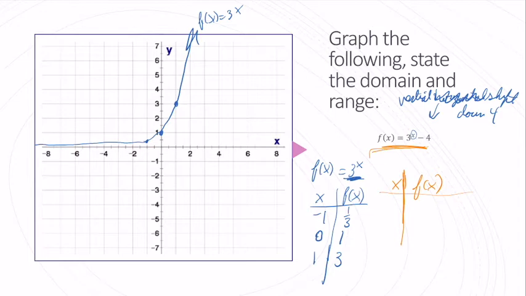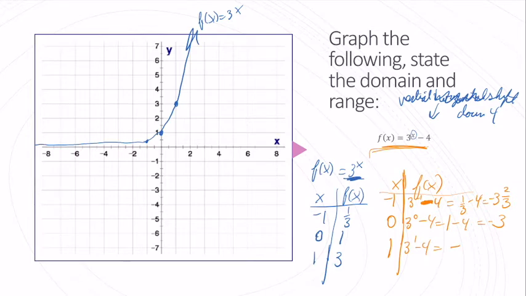When x is -1, I have 3 to the -1 minus 4, which gives me 1/3 minus 4, which is -3 and 2/3. When x is 0, I have 3 to the 0 minus 4, which is 1 minus 4, which is -3. When x is 1, I have 3 to the 1 minus 4, which is just going to give me -1. So let's graph these points.